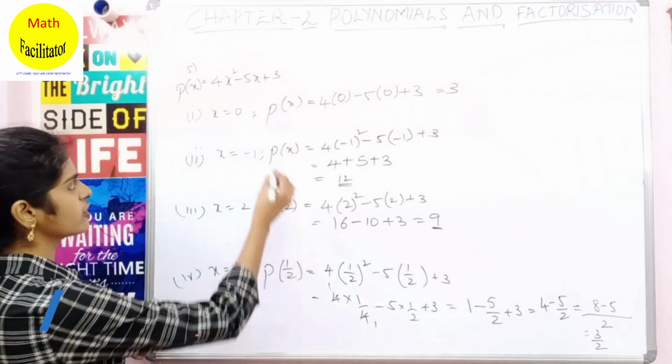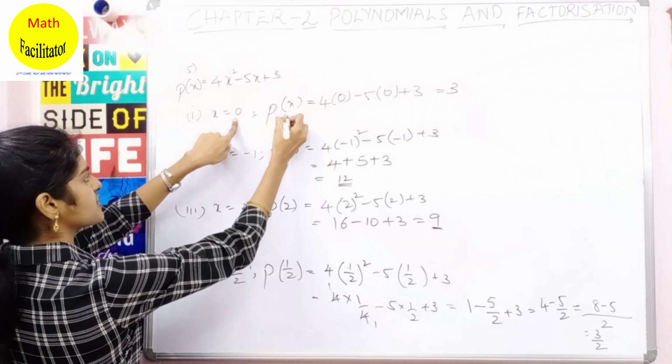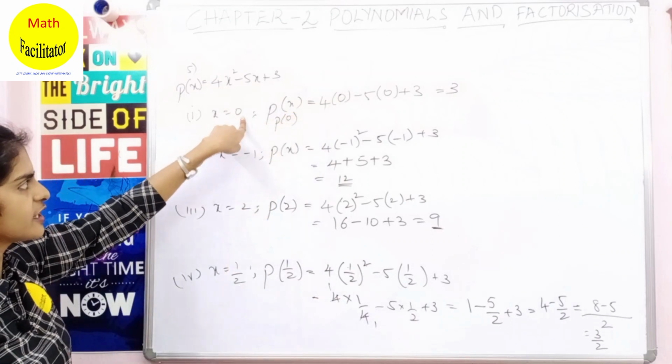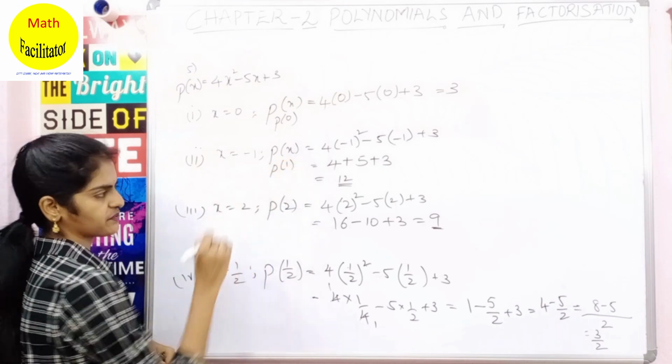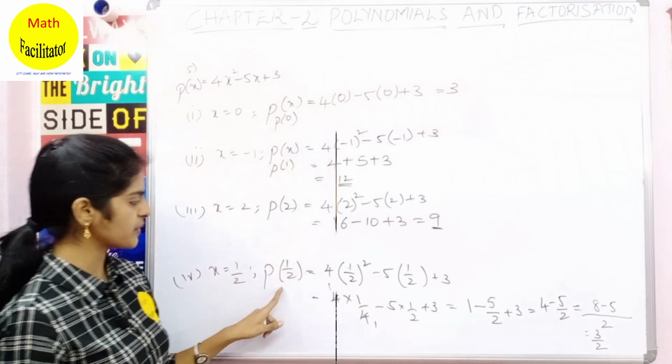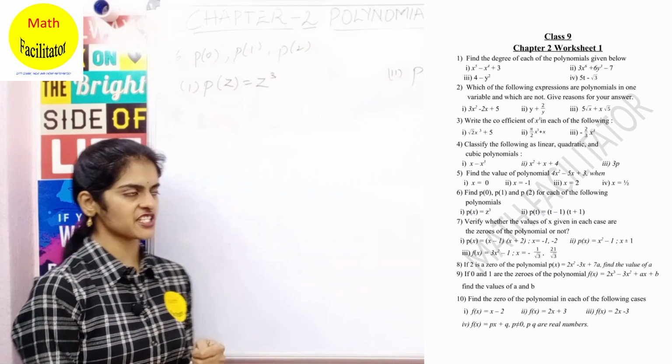Okay, so here also you can write this is nothing but p of 0. Why? Because you are substituting 0 in the place of x. Okay, and here it is nothing but p of 1. Okay, and this is p of 2, p of 1 by 2. Moving on to the next question.